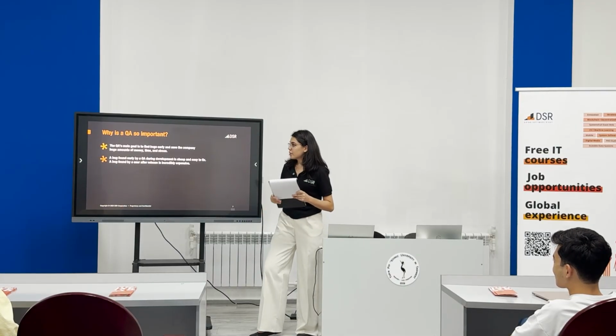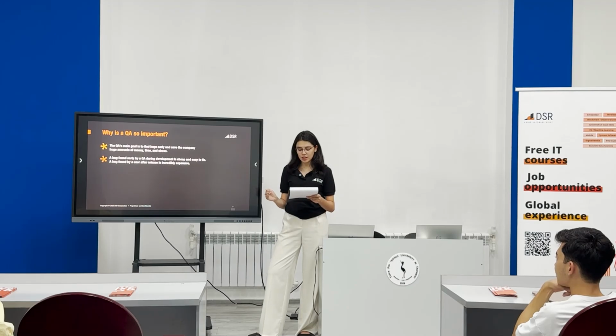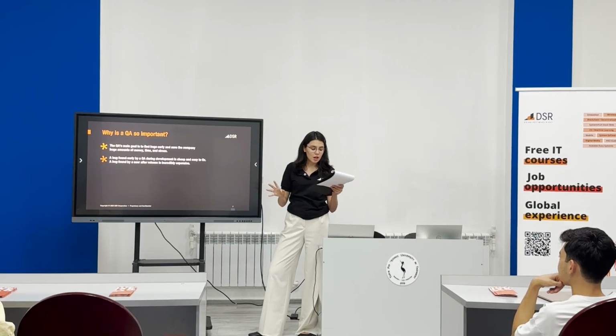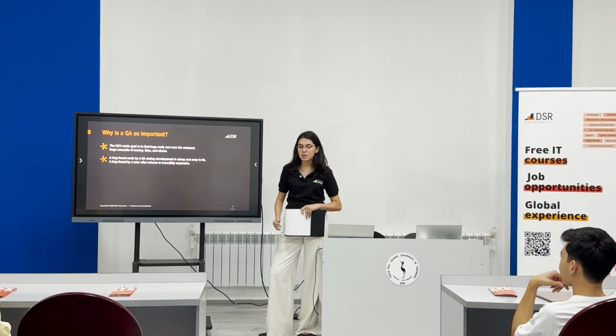So going back to the topic, a bug found early by QA during development is cheap and easy to fix. That's part of the process. But a bug found by a user after the release is incredibly expensive. Developers need to do some emergency fix, and also some additional testing is required because there is always a risk that somewhere else something gets broken, and especially when the fix is urgent. So this could result in losing customers' trust and damaging the company's reputation.